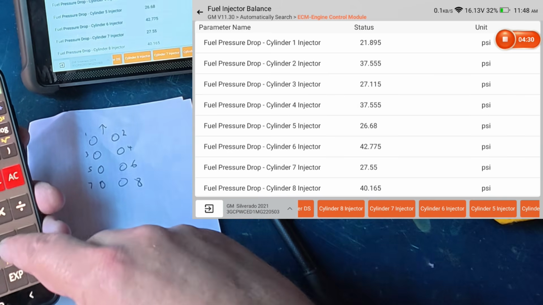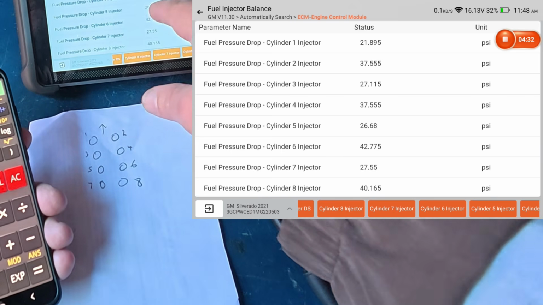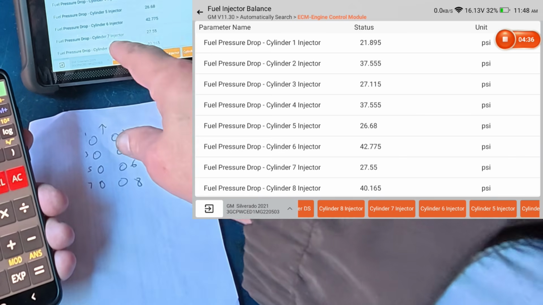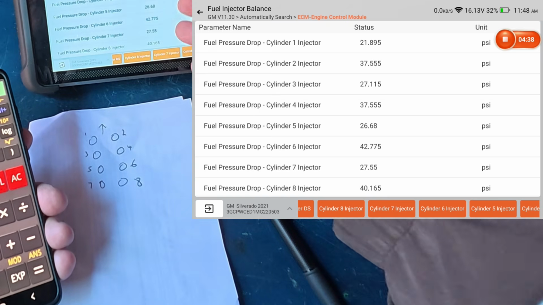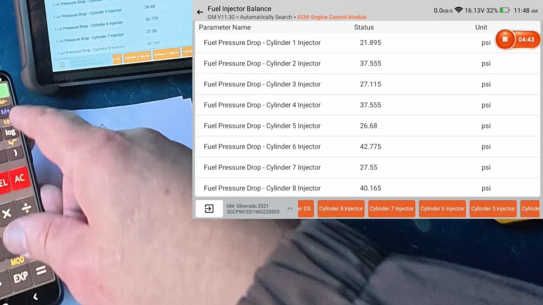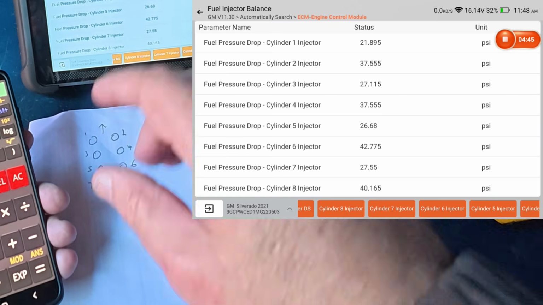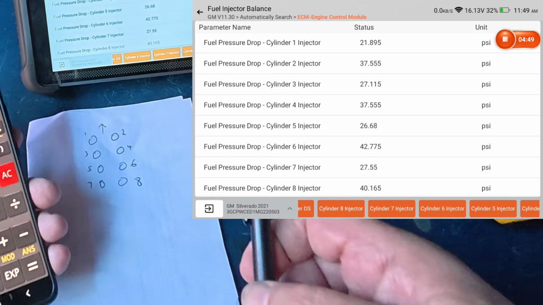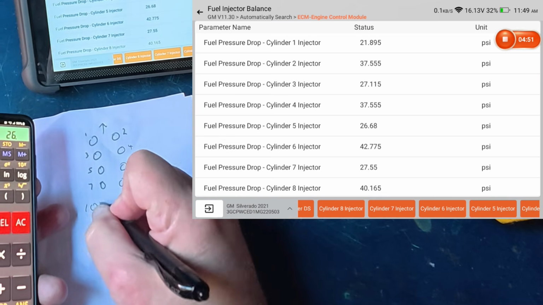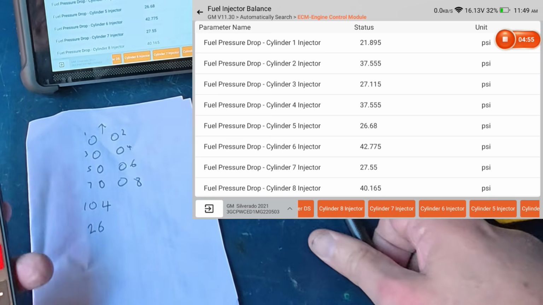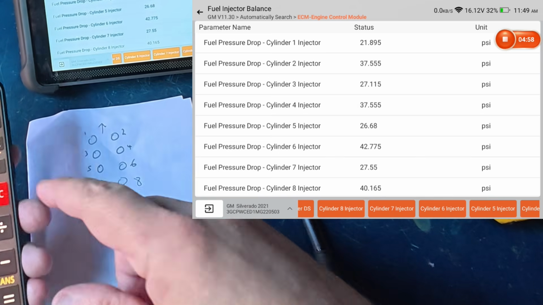27.115 is going to be 27, so plus 27, plus 27 for cylinder 5, and then 7 is going to be, we'll call that 28, plus 28. That's 104 total PSI. We're going to divide that by 4, and that's 26. So we're going to put 104, then we're going to put 26. That was for bank 1.